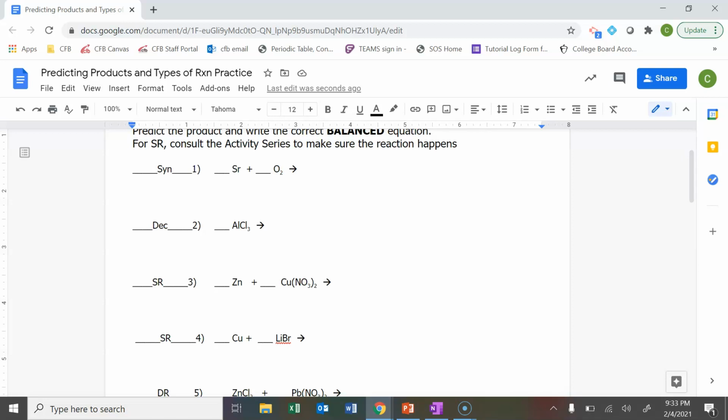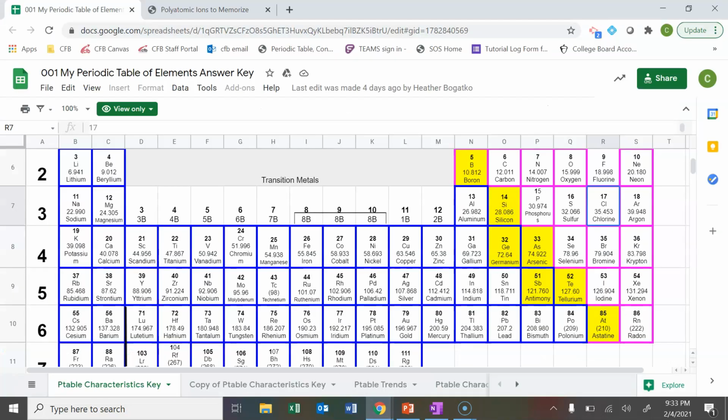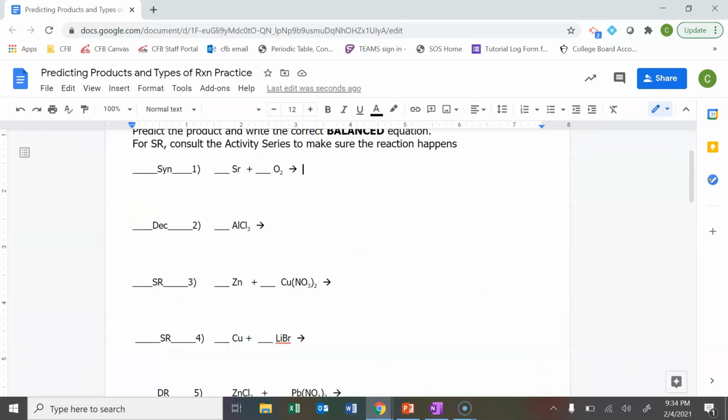So for synthesis, don't forget we're making a compound. Anytime you're making a compound, you've got to look at crisscrossing the charges. So we have to find Sr on our periodic table. Sr is here. It's in group 2, positive 2. And then oxygen is a negative 2 charge. So we have Sr with a positive 2 charge and oxygen with a negative 2 charge. They're already neutral. There's no need for subscripts.